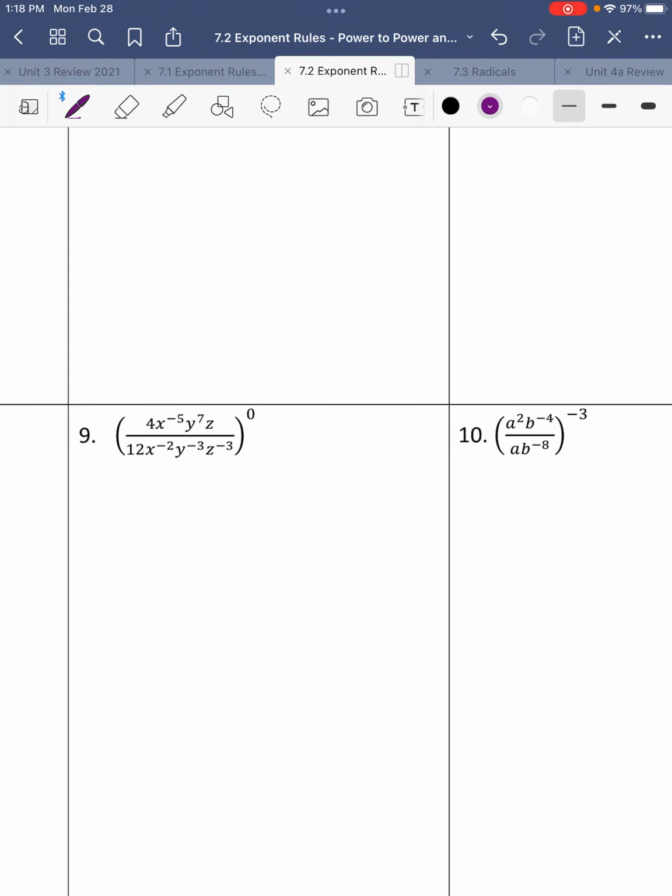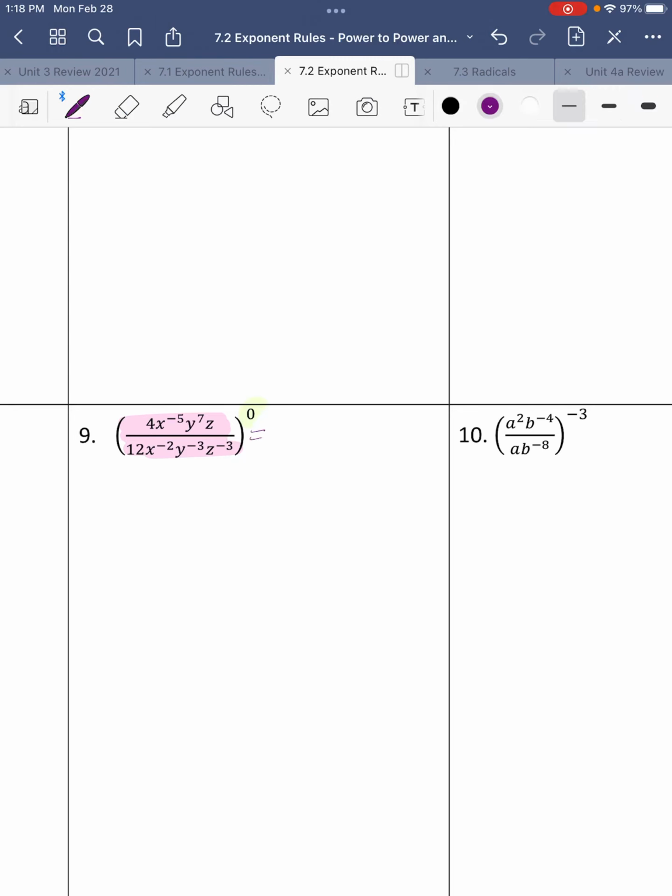Number 9, anything to the 0 power. So there's multiple ways you can do this. Any base to the 0 power. Now this is a crazy base, but this is all a base that's in parentheses being raised to the 0 power. Anything to the 0 power is 1. Crazy, huh? If we didn't realize that, so that is your final answer.